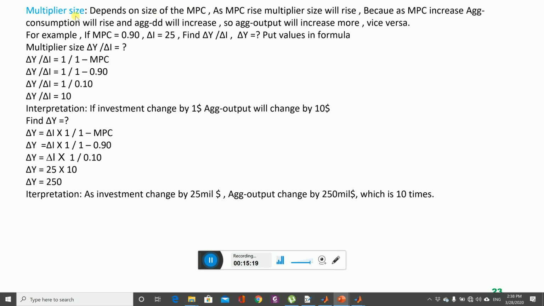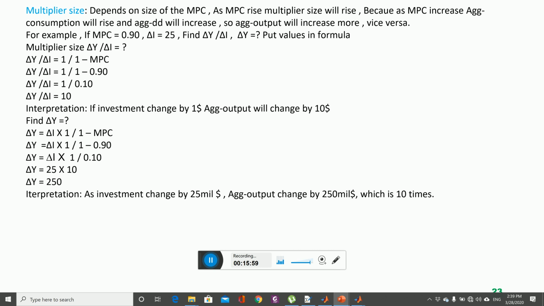Size of the multiplier depends on the size of MPC. As MPC increases, multiplier size will increase, because as MPC increases, aggregate consumption will increase and aggregate demand will also increase. So when demand is more, definitely the economy will increase output and vice versa. This means that size of the multiplier depends on size of the MPC, as I wrote in this slide.